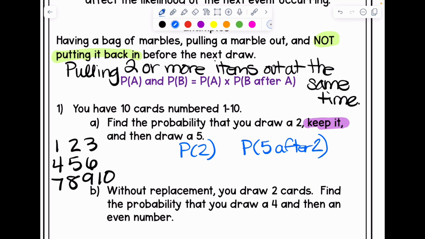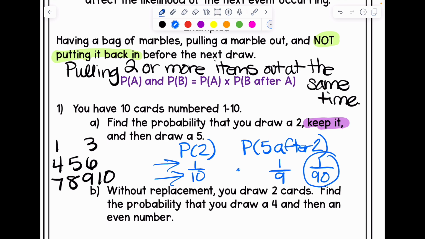So right now, if I look, my probability of drawing a 2 is 1 out of 10. And then we're going to pretend like I drew the 2. So now it's gone. And so I want to know the probability that I draw a 5. Well, I have 1 5. But now I only have 9 cards. And so I'm going to multiply those probabilities. And so 1 times 1 is 1, 10 times 9 is 90. So I have a 1 in 90 chance of pulling a 2, keeping it, and then drawing that 5.